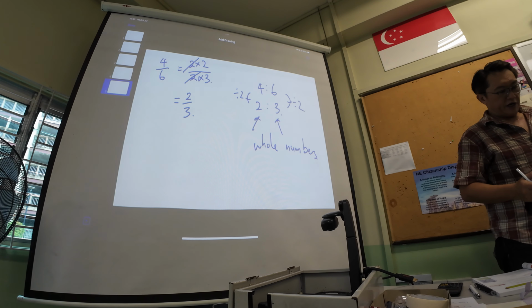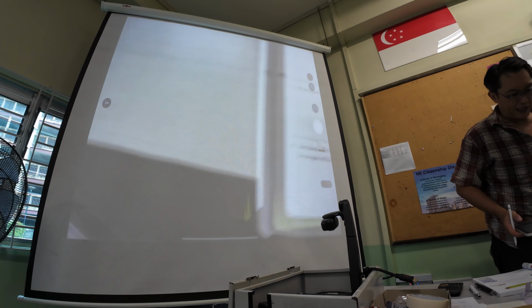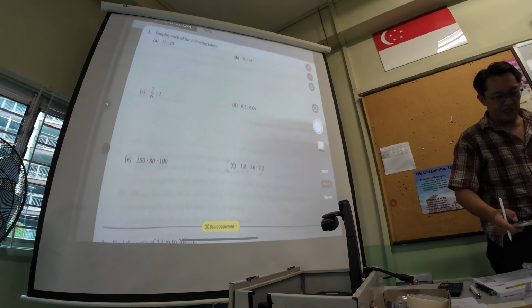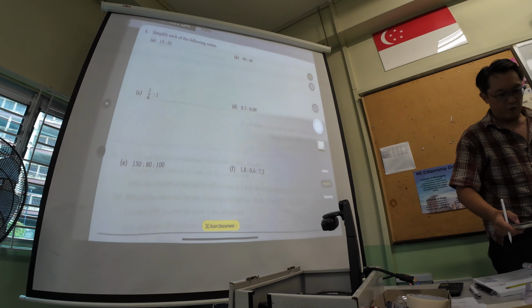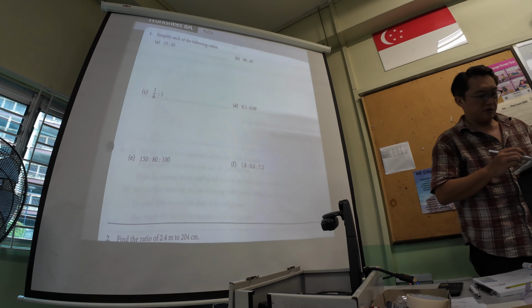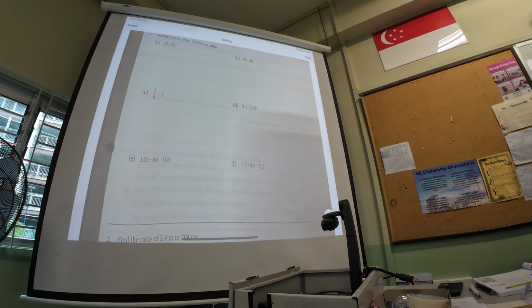So, ratio is comparing numbers. We can only compare numbers when they are measuring the same things. And then we can simplify ratios. So with that, we can try workbook page 21 already.